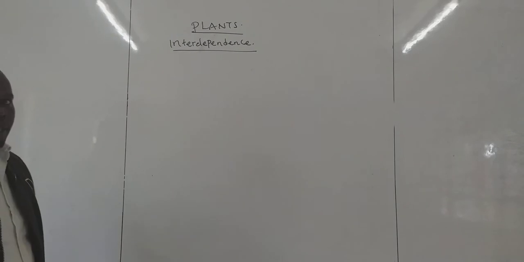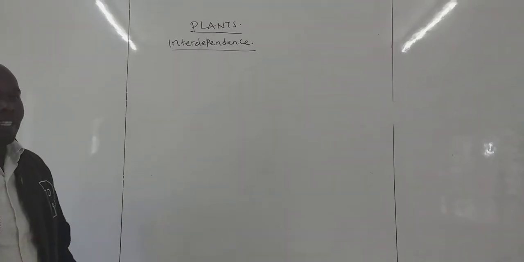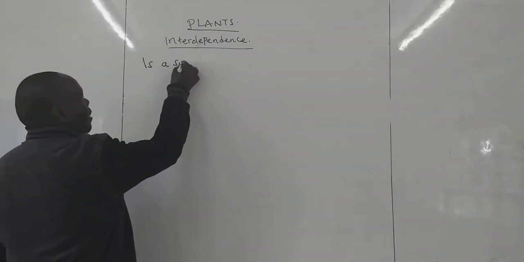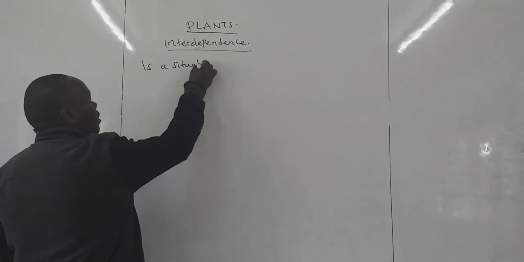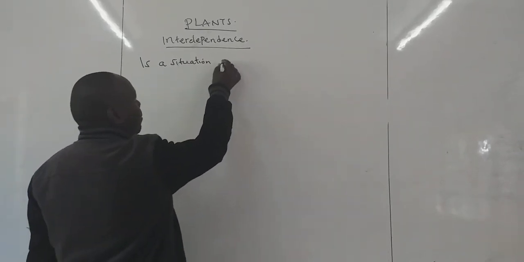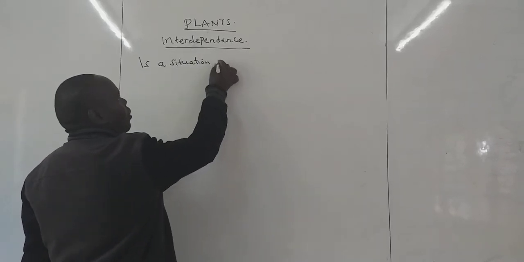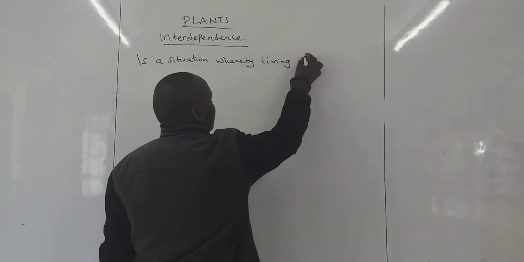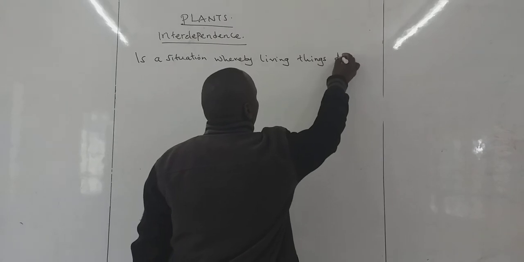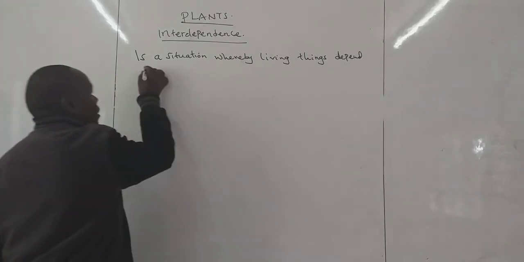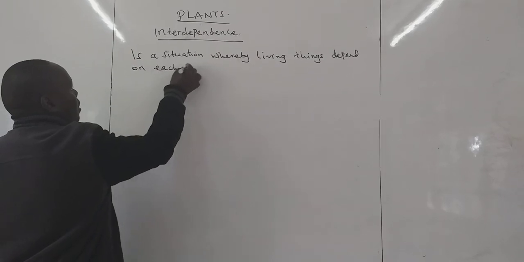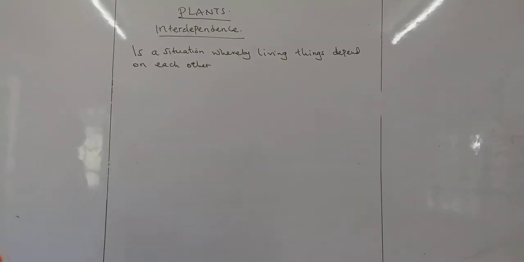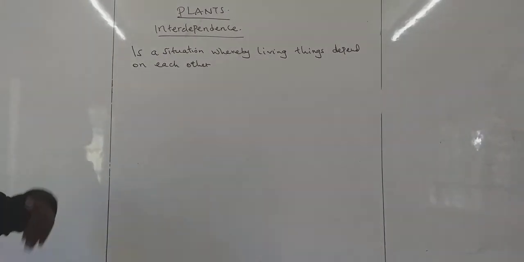What is interdependence? Interdependence is a situation whereby living things depend on each other. As we have said and written here, interdependence is the situation whereby living things depend on each other.